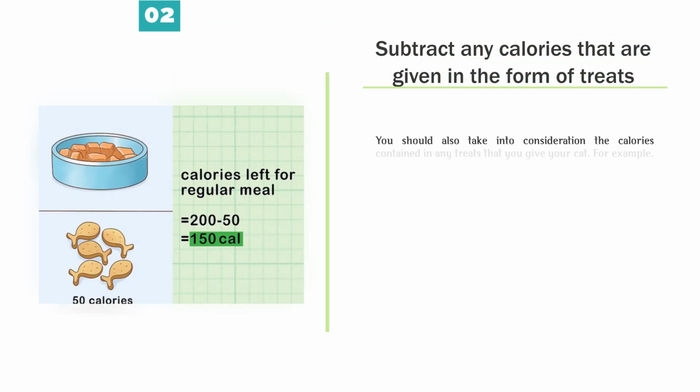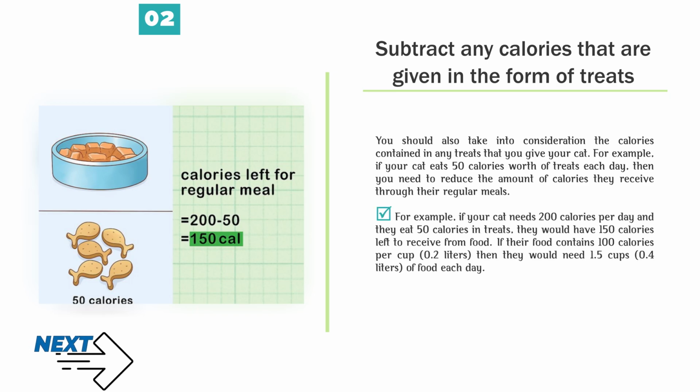Number 2. Subtract any calories that are given in the form of treats. You should also take into consideration the calories contained in any treats that you give your cat. For example, if your cat eats 50 calories worth of treats each day, then you need to reduce the amount of calories they receive through their regular meals.